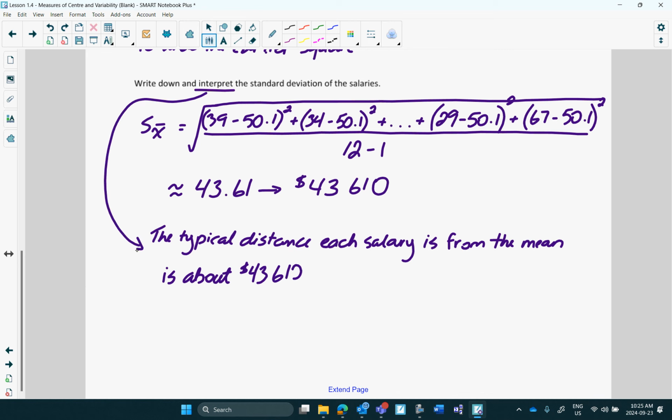So whenever you are asked to describe or interpret standard deviation, look for the word typical. Typical distance. Another word for typical is average. So you could think typical distance, average distance, typically varies. Okay? All of those represent standard deviation.